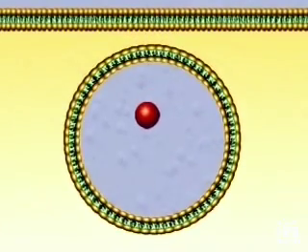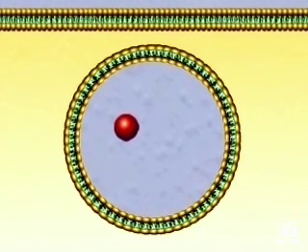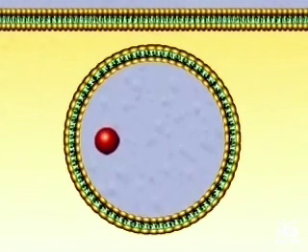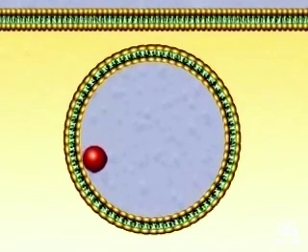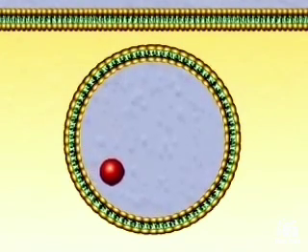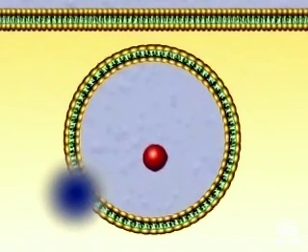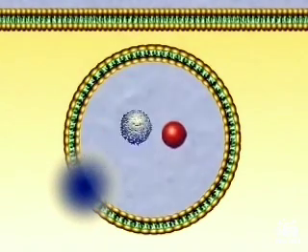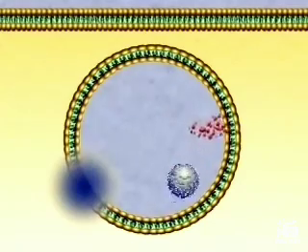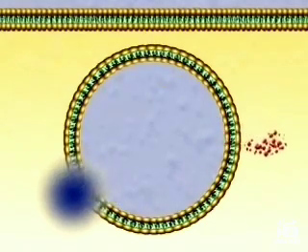In both types of endocytosis, the cell ends up with a membrane-bound vesicle. The material in the vesicle still has to pass through the membrane in order to be used by the cell. In this case, the lysosome joins with the vesicle and digestive enzymes break down the material to particles small enough to pass through the membrane and into the cytosol.